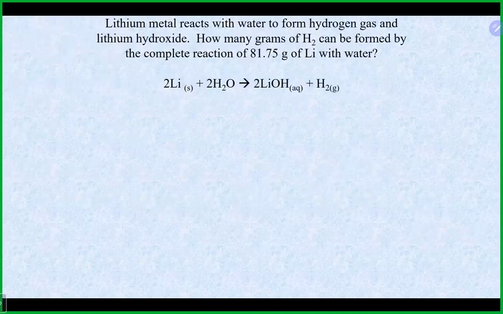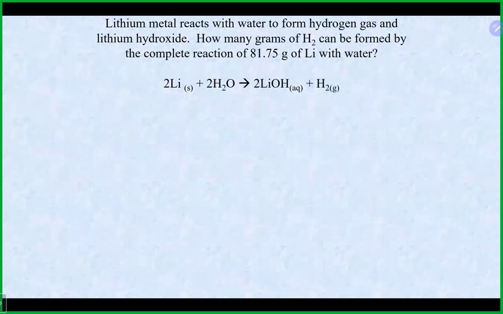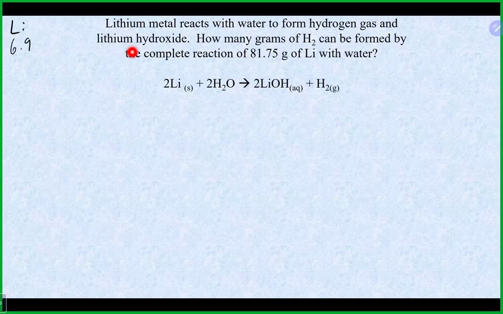All right, let's try another one here using the same equation and reaction. Starting with the same reaction, but in this case, we want to know how many grams of H2 we would produce if we started with 81.75 grams of lithium. Some numbers that might be helpful here: lithium is 6.942, I think, 43, I think, 41.